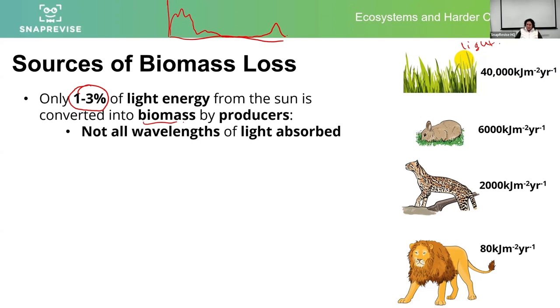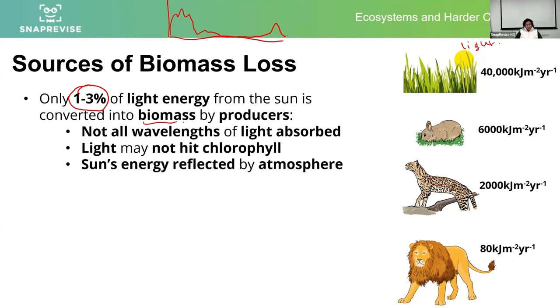And the sun actually emits a humongous amount of energy. The light might not actually hit the chlorophyll, and a lot of the sun's energy is reflected by the atmosphere. Or there may be other limiting factors that affect photosynthesis rates, such as a non-optimal temperature, not enough minerals in the soil, not enough water, or potentially not enough carbon dioxide.